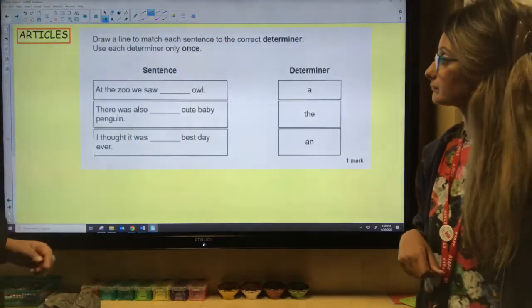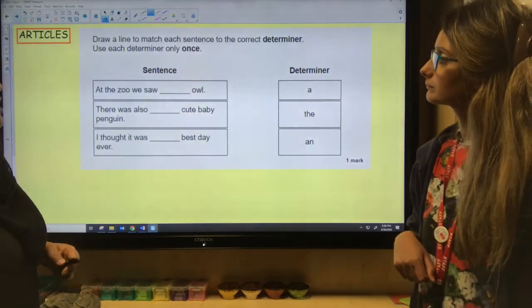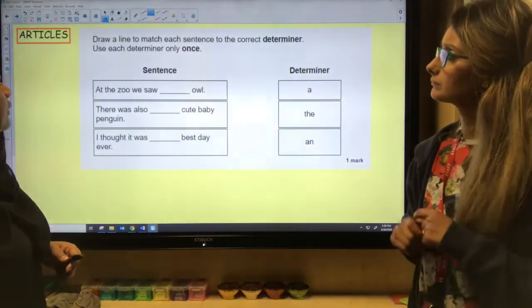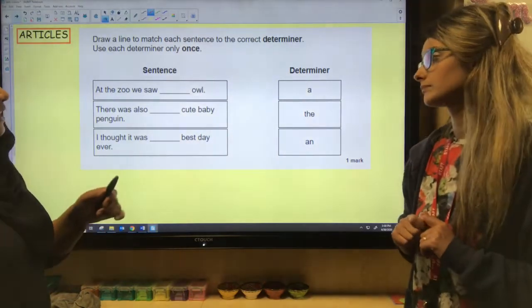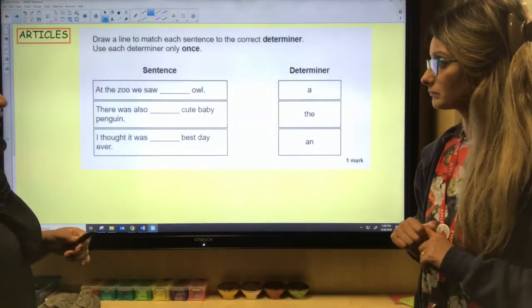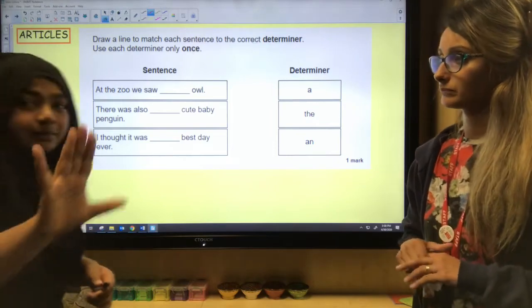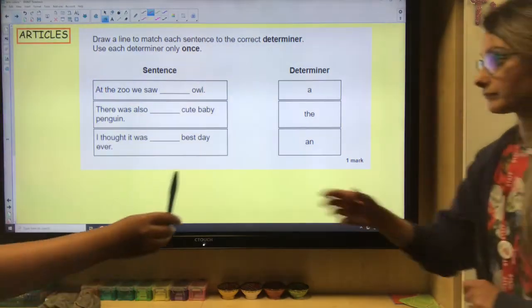Okay. Next one. Draw a line to match each sentence to the correct determiner. Use each determiner only once. So you can use Miss Gale's top tip from the previous slides just to help you. So pause the video here. Pause and have a go. Mrs. Gale, take it away.